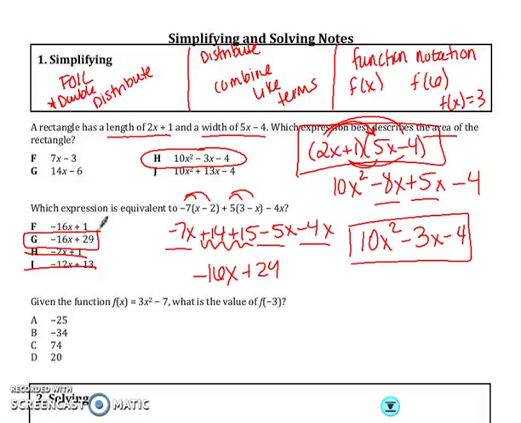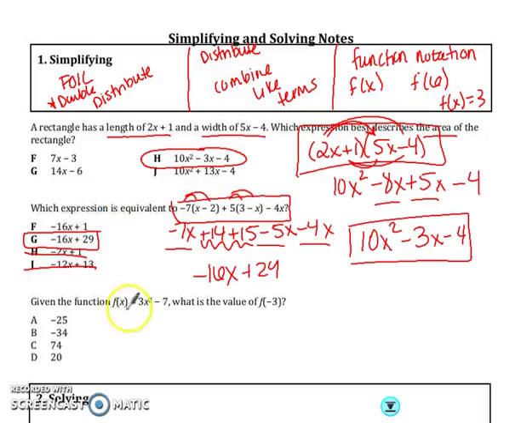You could also, if you put this in the calculator in y equals, this works since, if it was two different letters like x and y, you couldn't. But if it's just x, you can put that in the calculator in y equals and put this into y equals as well, and the correct answer would match. So that's another way you could do those problems. This third one, very simple.